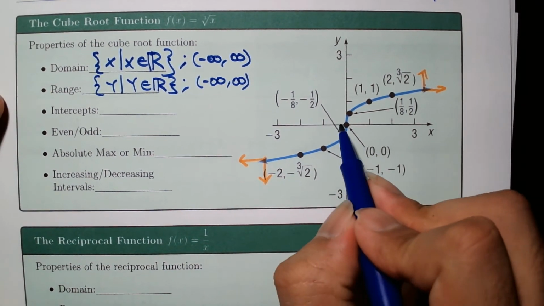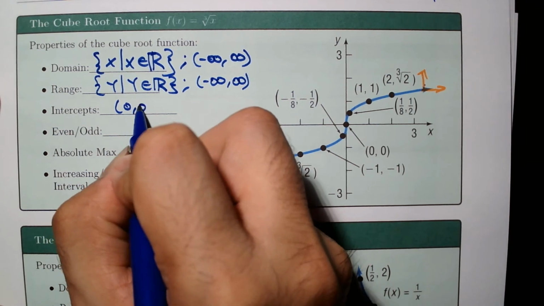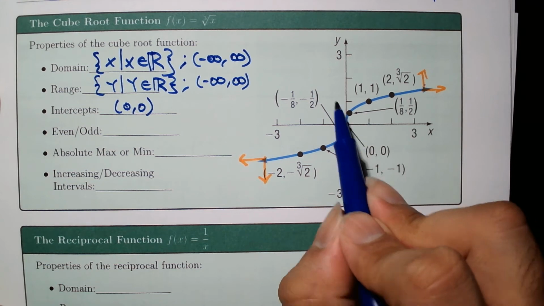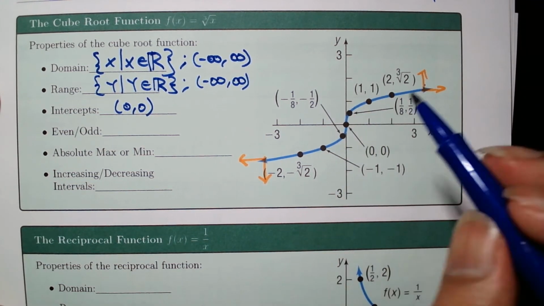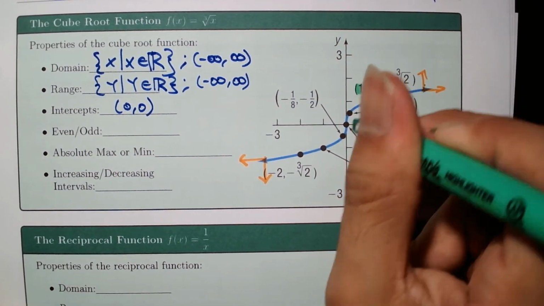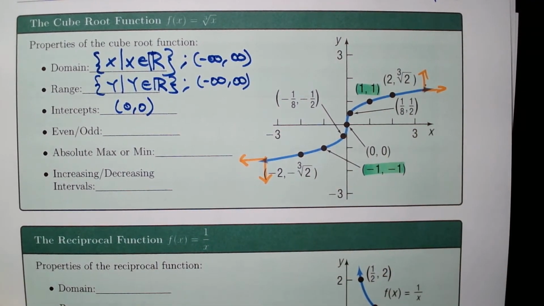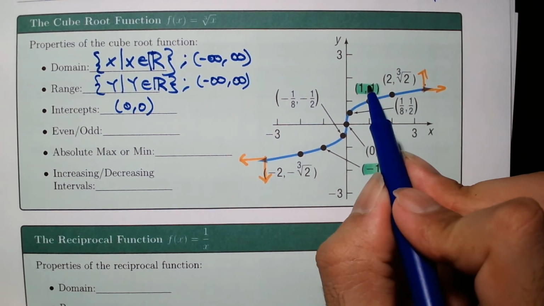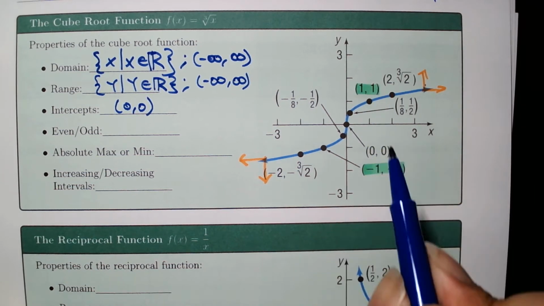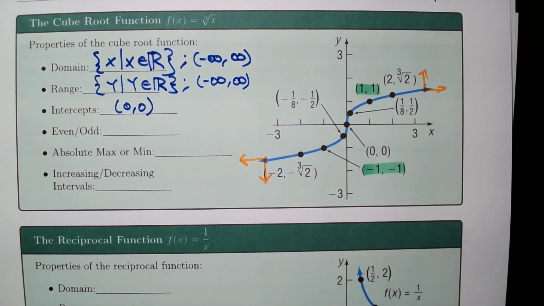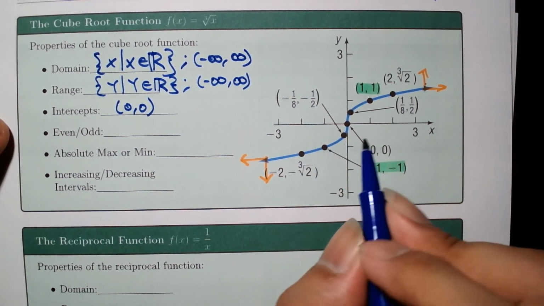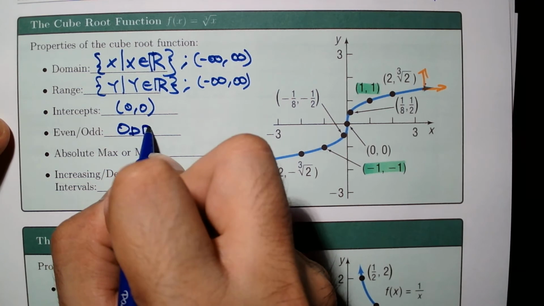Okay, intercepts. Again, the intercept 0, 0, the origin. What about even and odd? In this case, the graph is not symmetric about the y-axis. However, it meets the criteria for the graph being symmetric about the origin, because if I choose this point, and change the signs of both of them, -1 to -1, it exists on the graph of this function, which makes it an odd function.